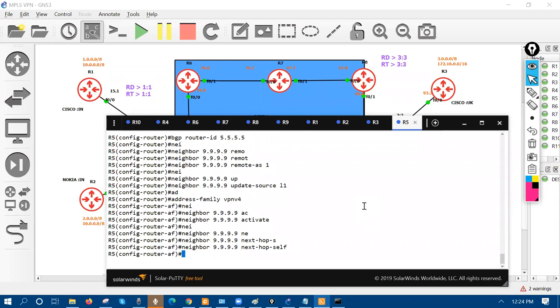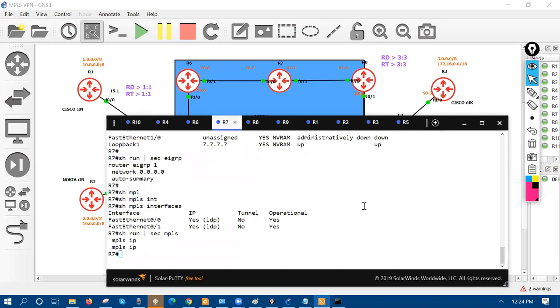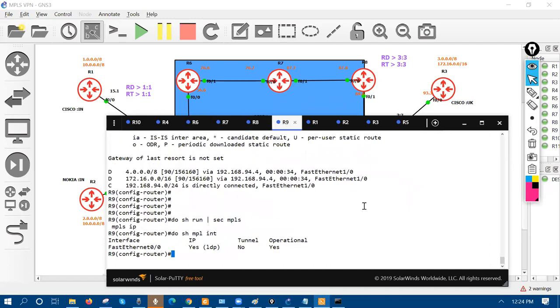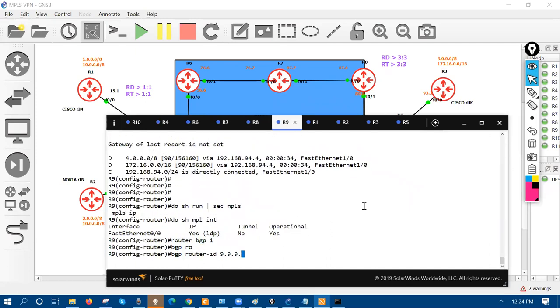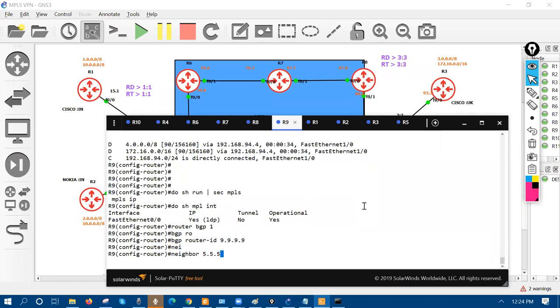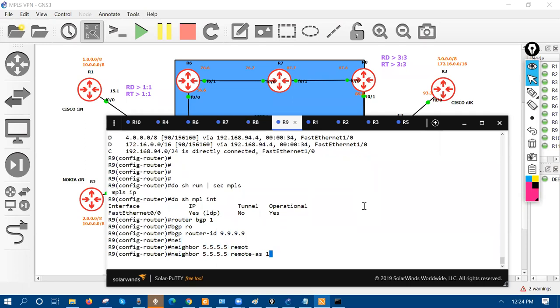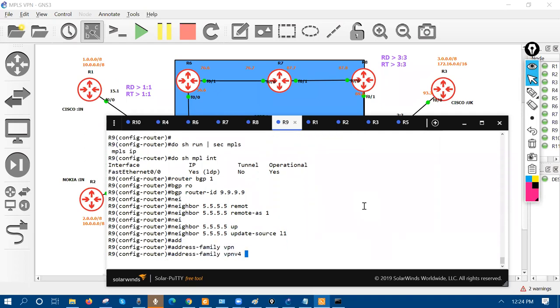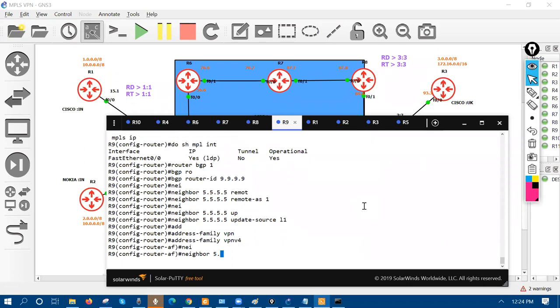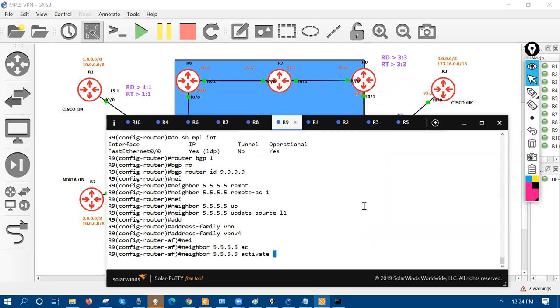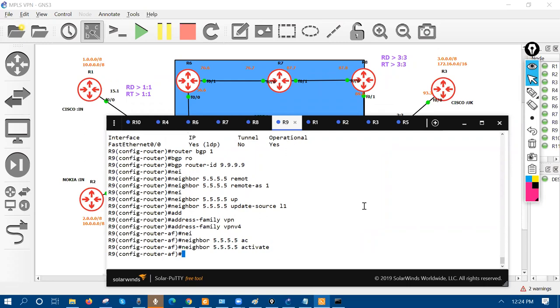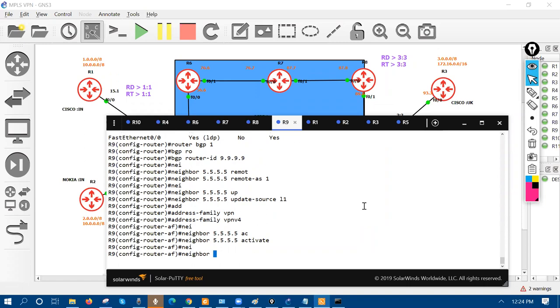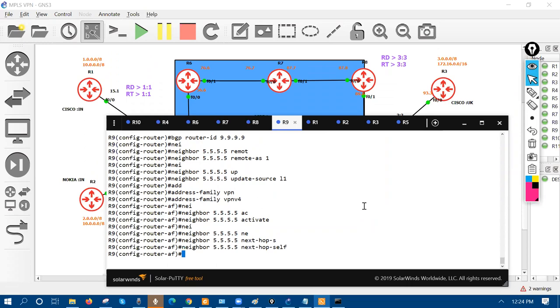Same thing, we need to go on router number 9. Router BGP number 1, BGP router ID will be what? Remote AS will be what? 1. Under address family VPNv4, I'm going to form the neighborship with which router? Activate VPNv4, not the IPv4. And I say neighbor 5.5.5.5 next-hop-self. Whenever I'm going to advertise the route, I need to put my own next hop.